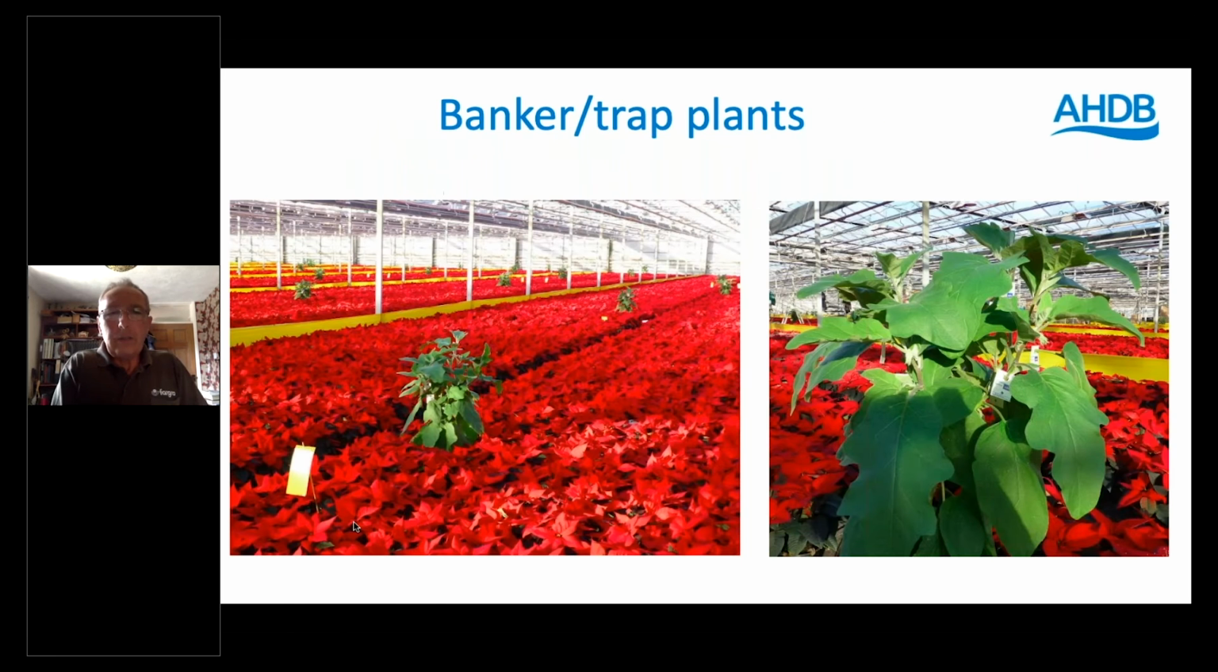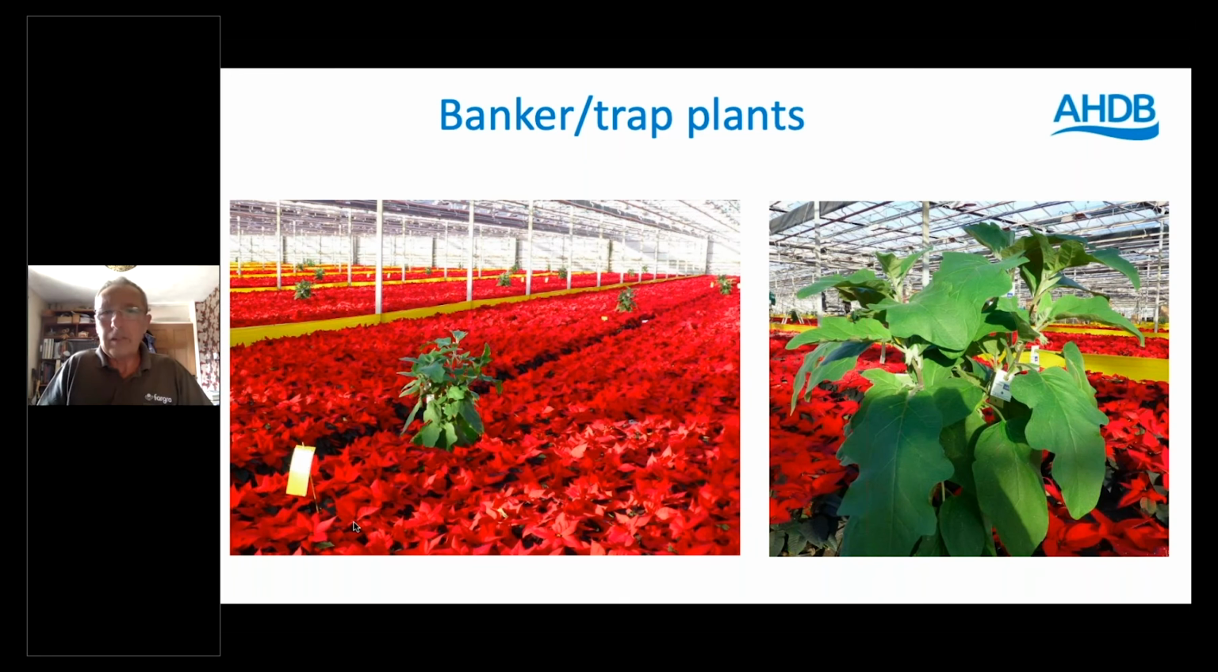One of the tricks we've been doing the last few years is banker plants, where we've been using aubergine as a banker plant for predators and a trap plant for the pests. So here you can see a poinsettia crop, you can see the roller traps in situ, the aubergines growing through the crop, and the yellow sticky cards in front of the aubergines. The sticky cards should be between 2 to 5 meters away from the aubergine, ideally on the south side.